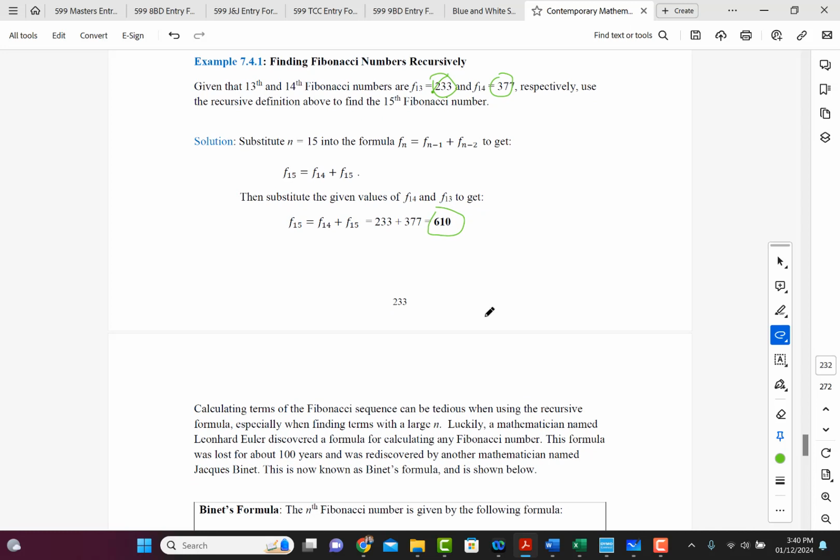Calculating terms of the Fibonacci sequence can be tedious when using the recursive formula, especially when finding terms with a large n. Luckily, a mathematician named Euler, which we've talked about before, discovered a formula for calculating any Fibonacci number. This formula was lost for about 100 years and then was rediscovered by another mathematician, Jacques Binet. This is now known as Binet's formula and is shown below.